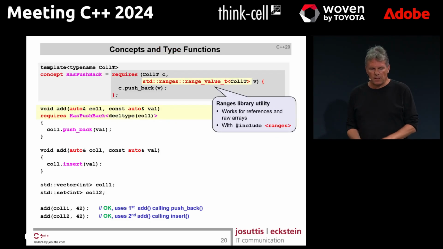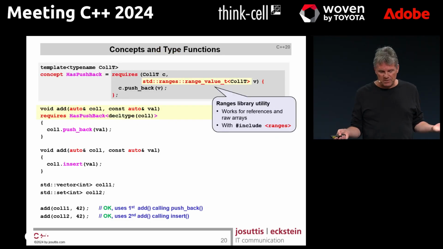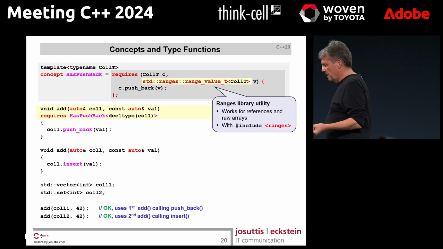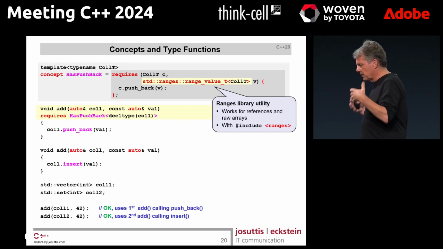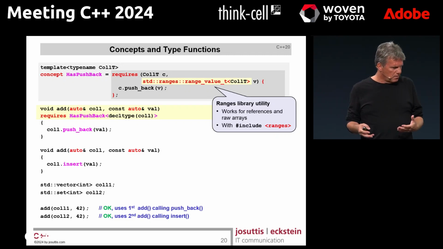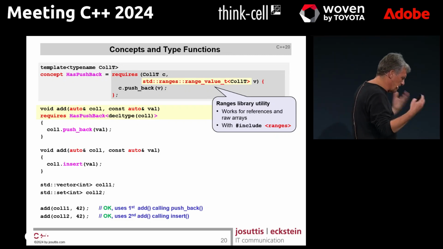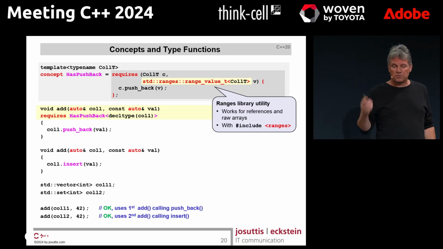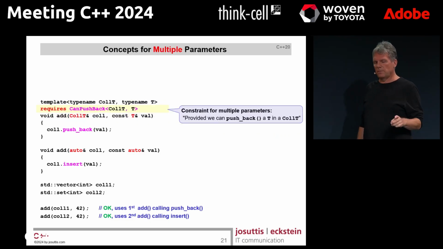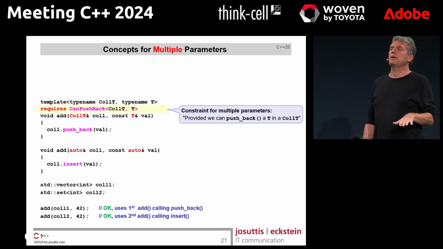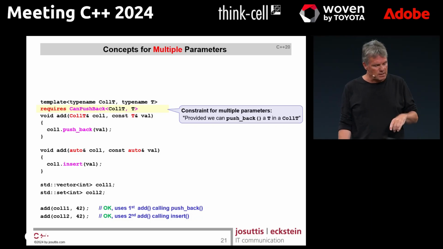Good. Well, but there's another way we can do that. At the end, we don't want to know if the container supports pushback. We want to know, can I insert an element of this type into the collection, and the type could be different. So we can also come up with a different solution saying, my requirement is, can I push back a T in a call T?